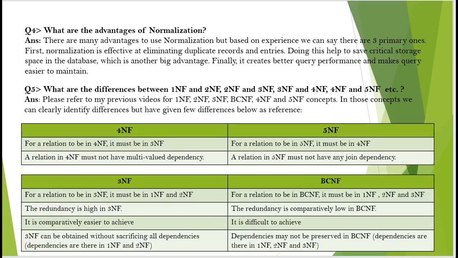Now the difference between 3NF and BCNF. For a relation to be in 3NF, it must be in 1NF and 2NF. For a relation to be in BCNF, it must be in 1NF, 2NF and 3NF. The redundancy is high in 3NF. The redundancy is comparatively low in BCNF. 3NF is comparatively easier to achieve. BCNF is difficult to achieve because it cuts redundancy. To most of the extent, that's the reason it is difficult to achieve.